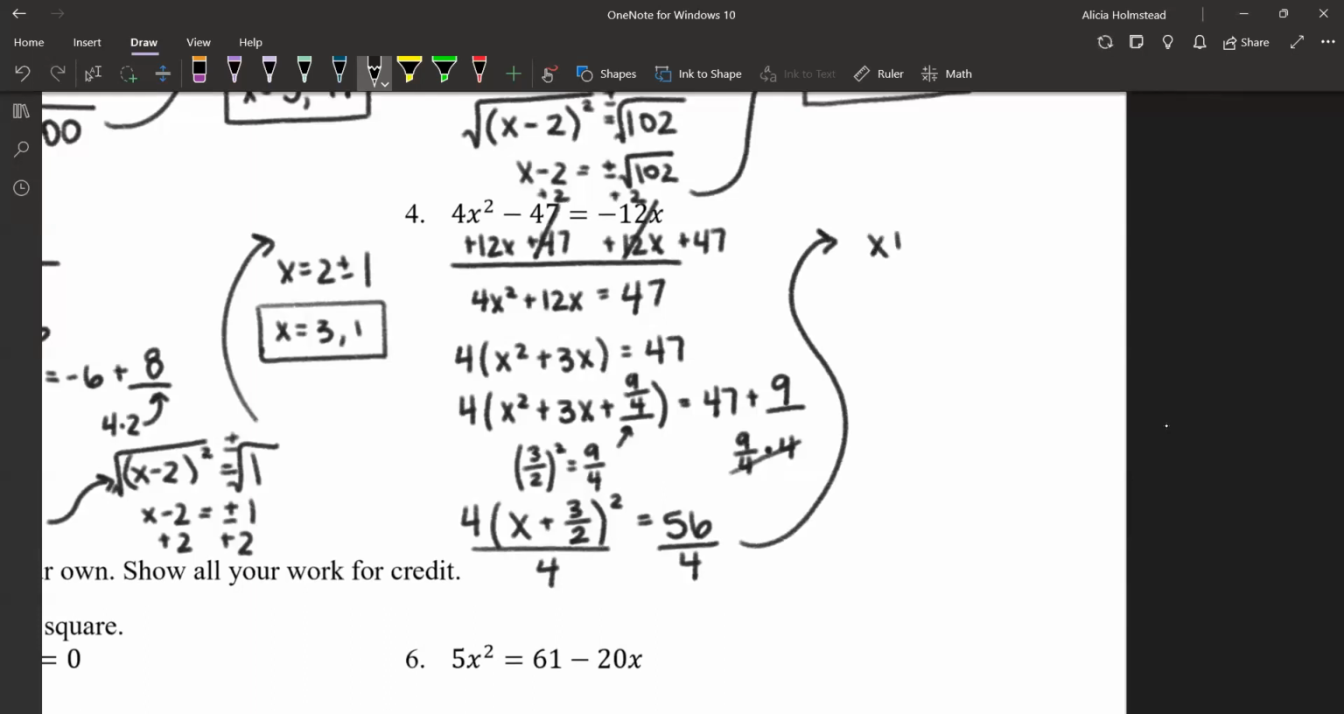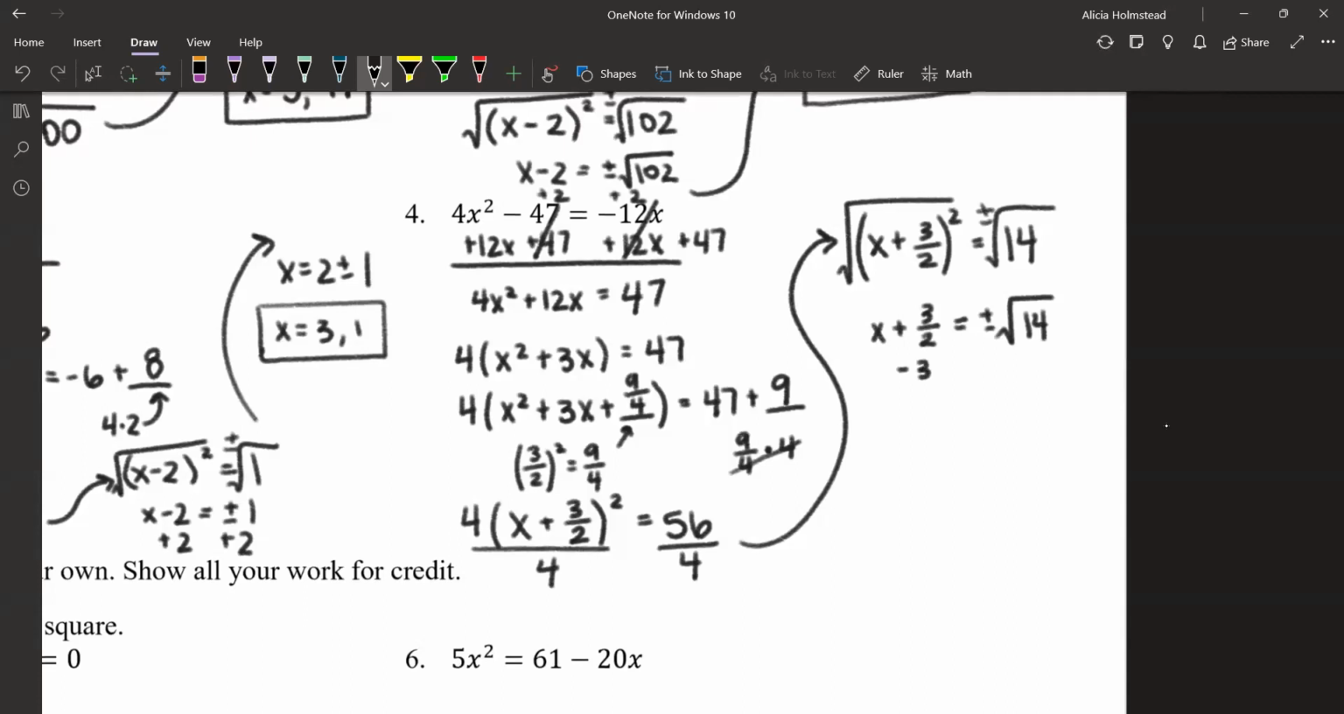So we get x plus 3/2 squared equals 56 divided by 4, which is 14. We can take the square root of both sides. Don't forget the plus or minus. So we get x plus 3/2 equals the positive and negative square root of 14.